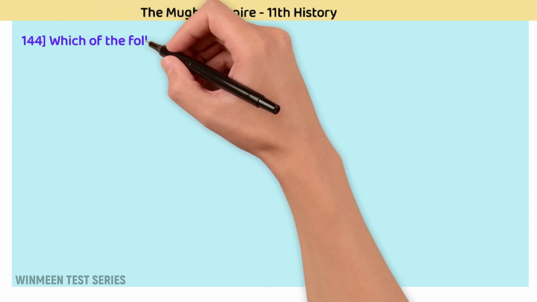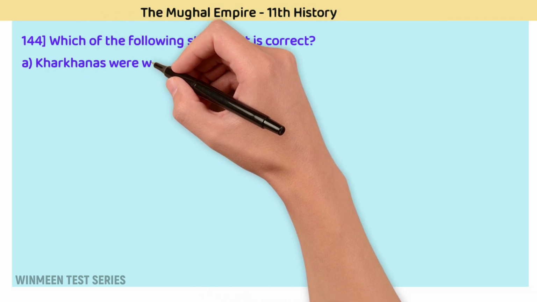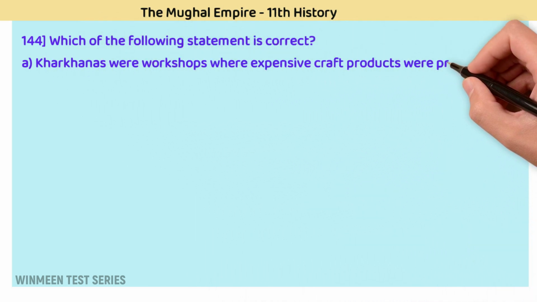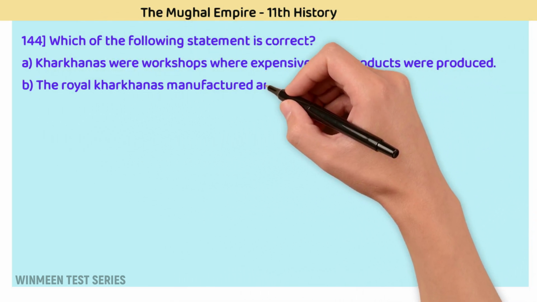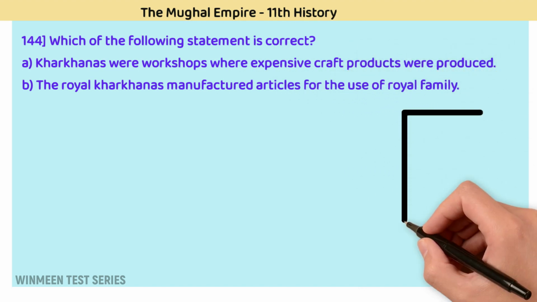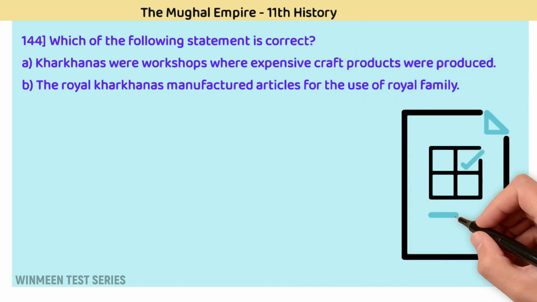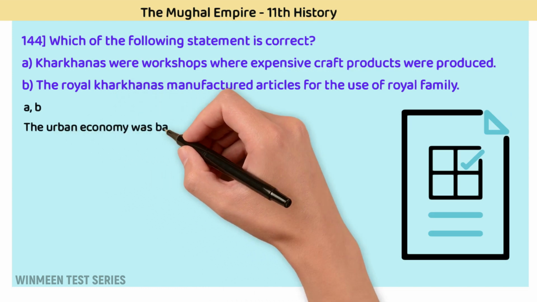Question number 144. Which of the following statement is correct? Karkhanas were workshops where expensive crafts products were produced. The royal Karkhanas manufactured articles for the use of royal family. The answer is both the statements are correct.